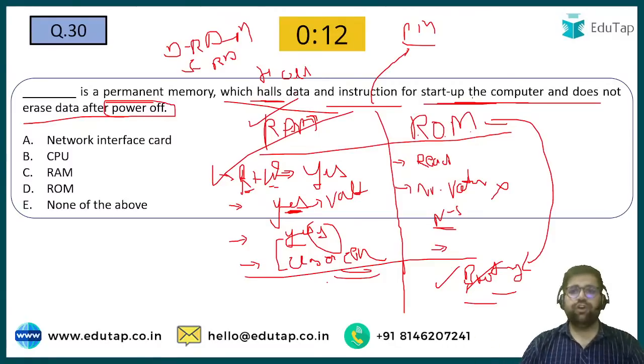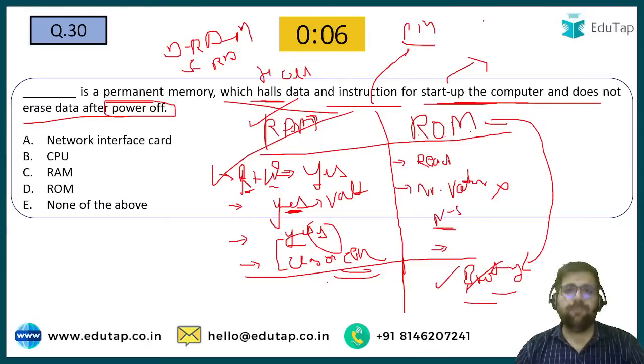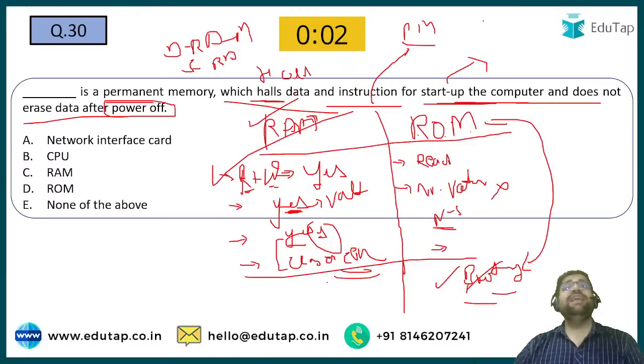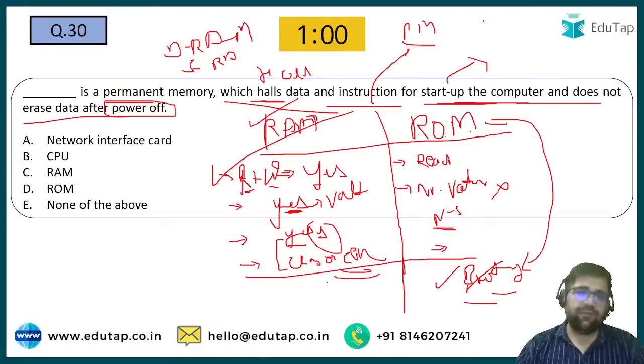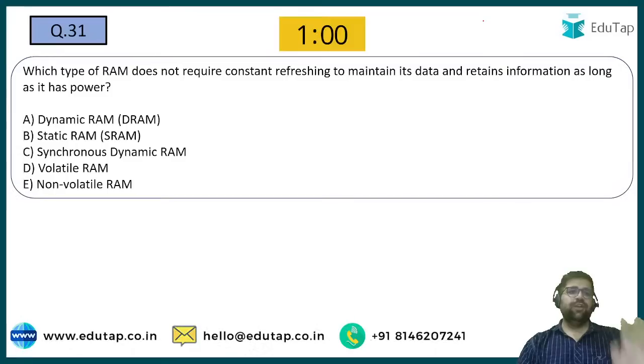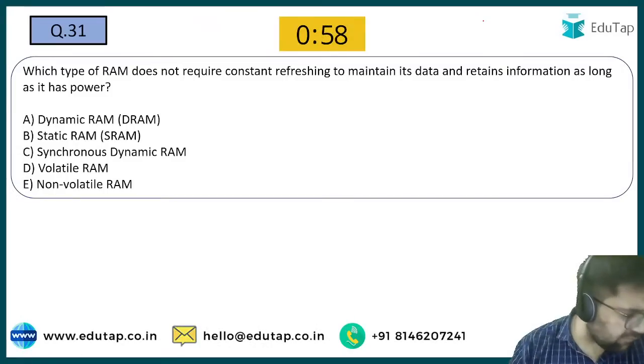I have one question on it. In ROM there are again different types, right? You have mask ROM, then you have PROM, programmable ROM, then you have EPROM, and then you also have EEPROM. So there are different things. If you want to discuss, let me know, I will discuss with you. But right now let's solve question number 31.